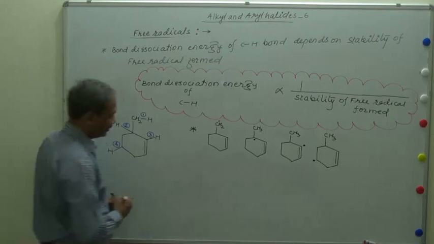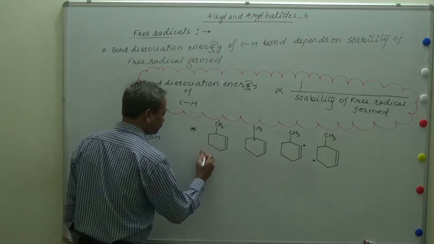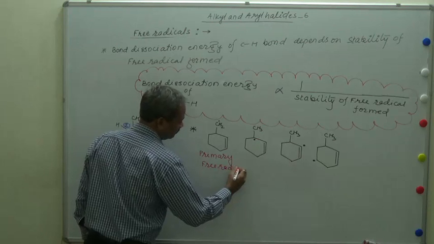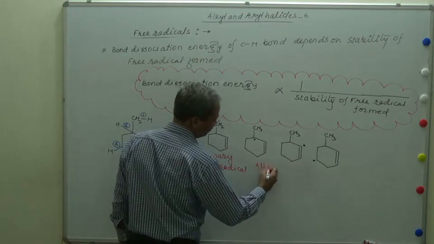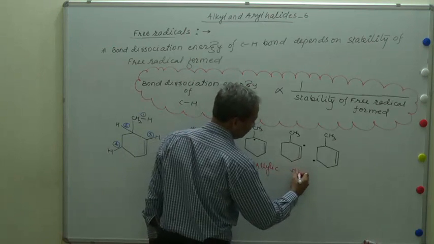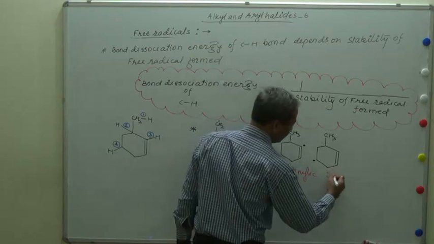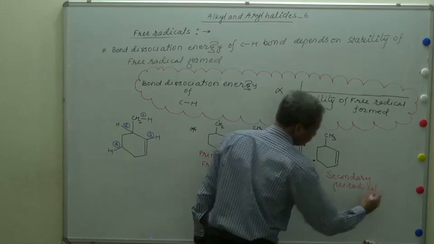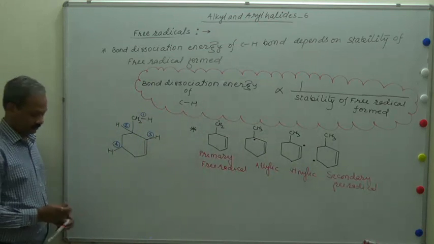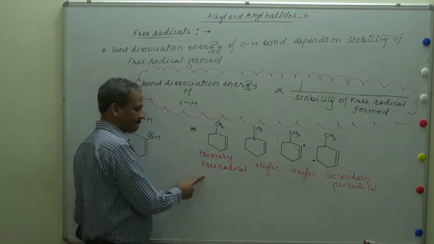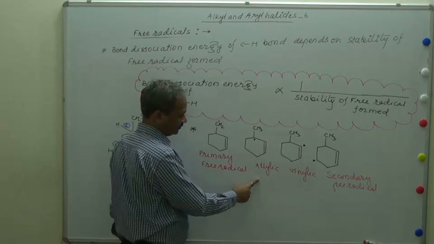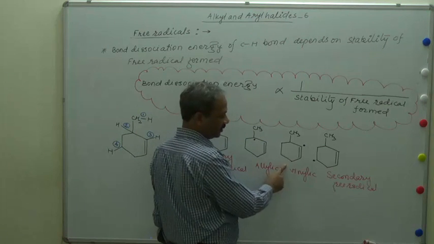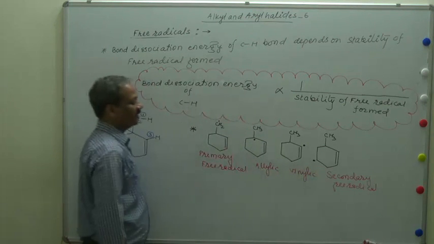So if we compare that, this is primary free radical. This is allylic free radical. This is vinylic free radical. And this is secondary free radical, 2-degree free radical. Yes, primary free radical, allylic free radical. If you look carefully, it is 3-degree allylic, right? This is vinylic free radical, and this is just normal 2-degree free radical or secondary free radical.